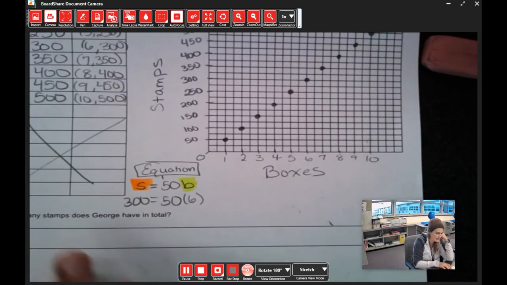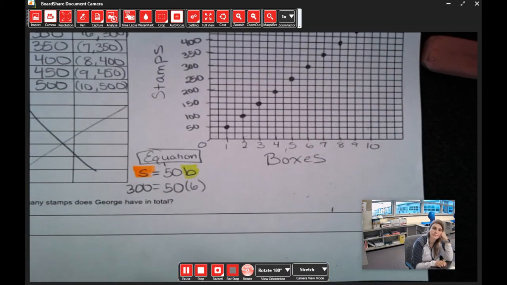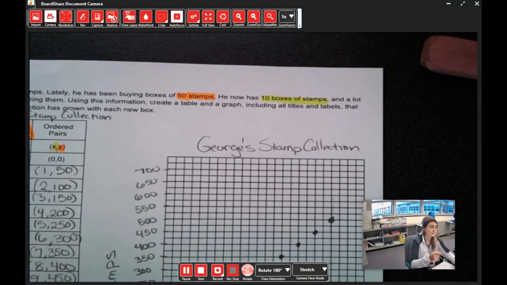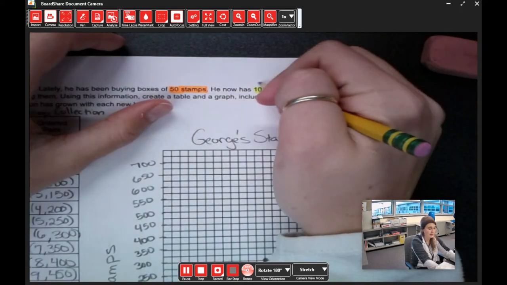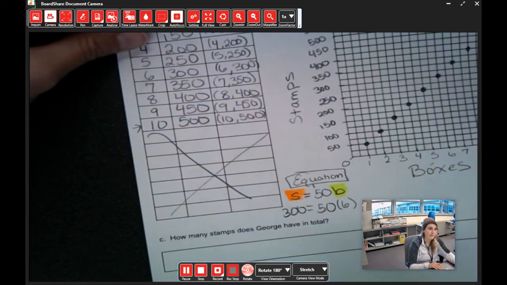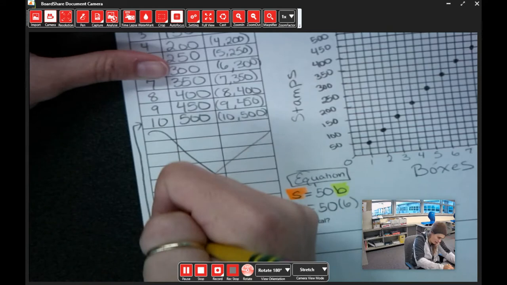So I guess that's A, B, C. How many stamps does George have in total? Wait a second. Oh, he now has 10 boxes of stamps. We have 10 boxes of stamps. I know Miss J will yell at me if I don't show my work, so I'm going to show my work by drawing her an arrow to the work I've already done.